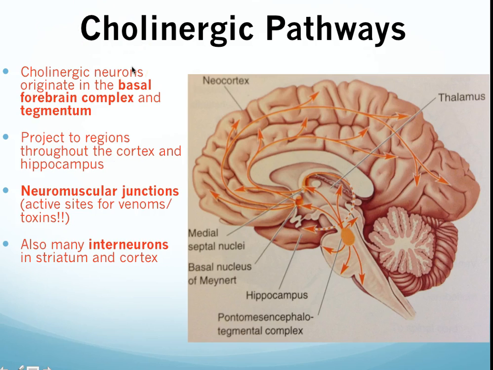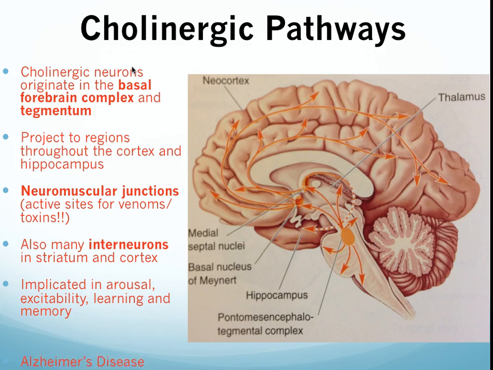In that striatum region, remember that's the basal ganglia, the striatum, which is involved a lot in motor function, we have interneurons there. We also have a lot of interneurons in the cortex. So one way that we can fine-tune the way that signals are sent and received is by changing the amount of cholinergic signaling, the amount of acetylcholine that's being released. So in addition to its role at the neuromuscular junction, it's important for learning and memory. It's important for arousal.